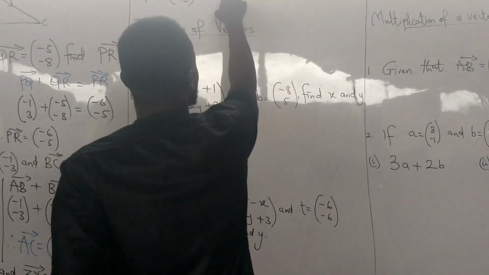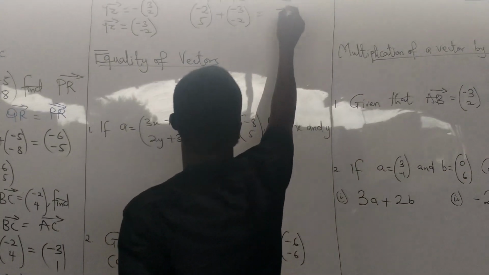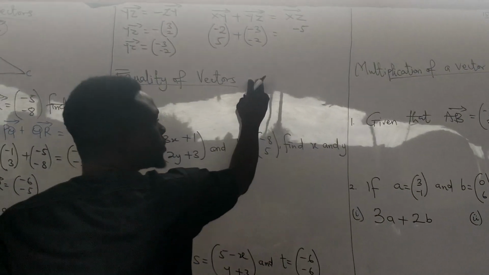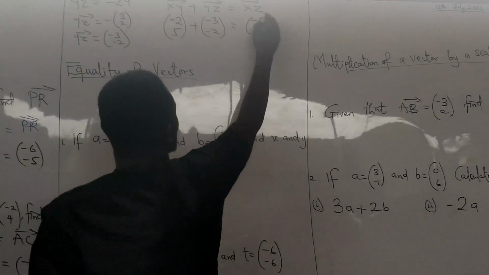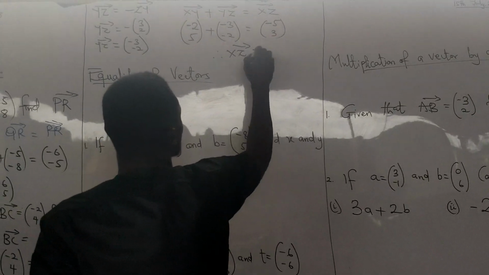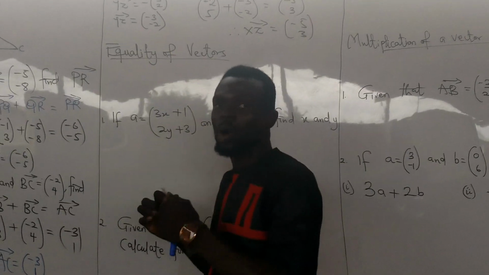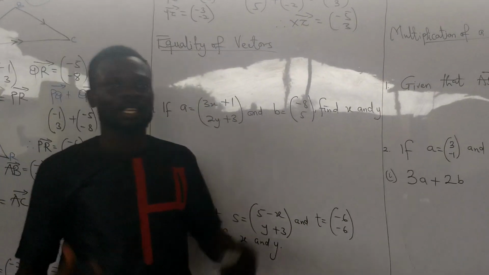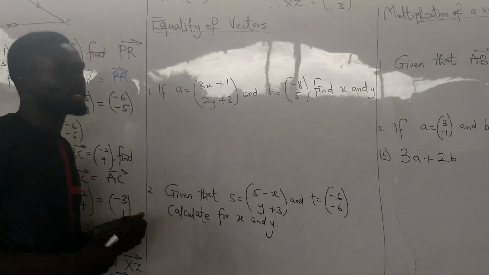So now, negative 2 plus negative 3 will give you negative 5. Then 5 plus negative 2 will give you 3. So therefore, what we have been asked to calculate is equal to negative 5, 3. And this is all about resultant vectors. Let's go to equality of vectors.